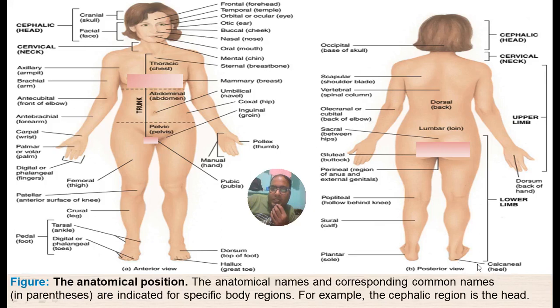So these are some anatomical position terms, and the corresponding common names, which are present in the parentheses, are indicated for specific body regions, like cephalic, head, is the head region. I hope you have gone through all these terms and understand them very well.